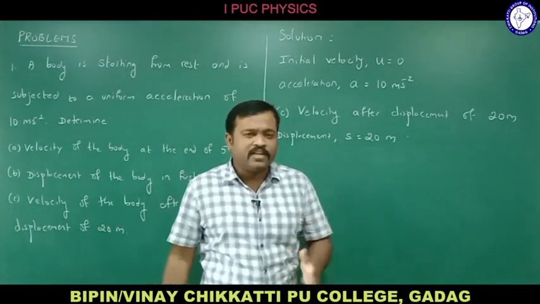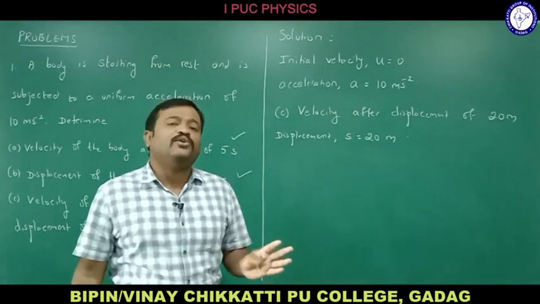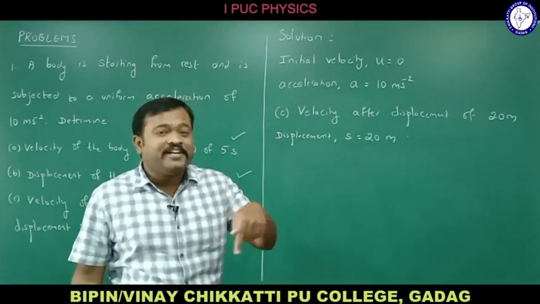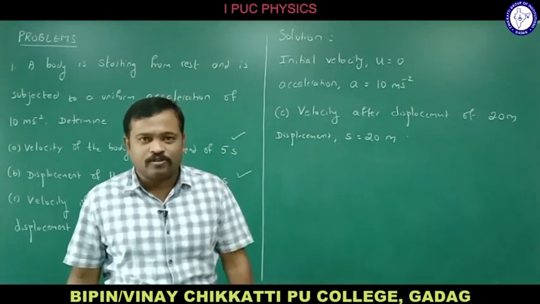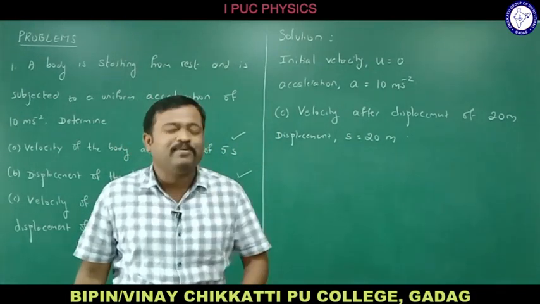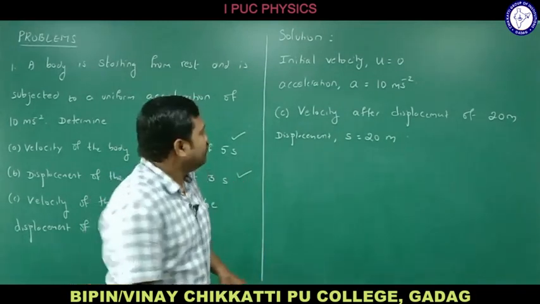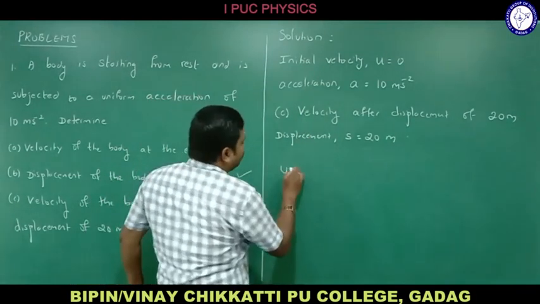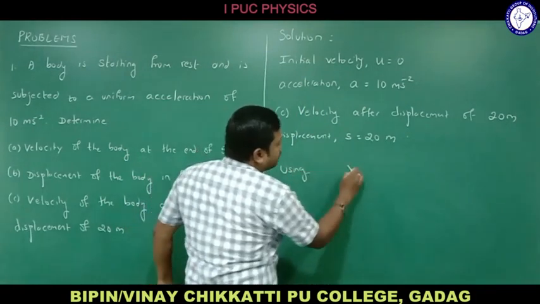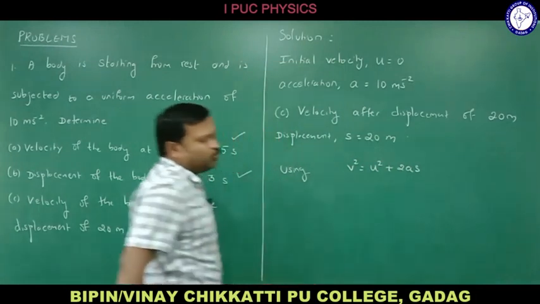V equal to U plus AT? No, you cannot use that because time is not given here. S equal to UT plus half AT square? No, there also T exists, so we cannot use that either. What is left is V square is equal to U square plus 2AS. Yes, we can use that because it does not have the term T. Let me use that because the other terms you know here. So using V square is equal to U square plus 2AS.